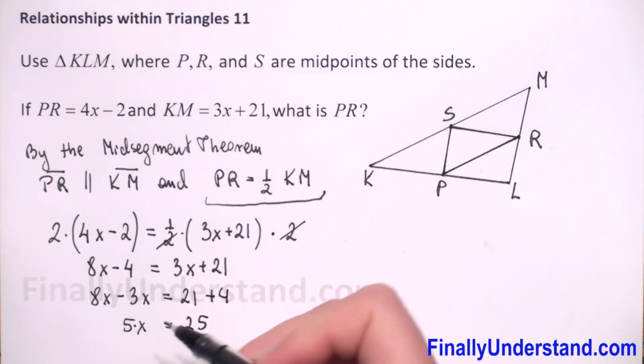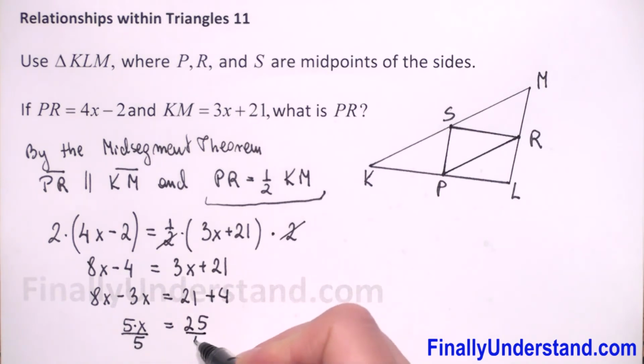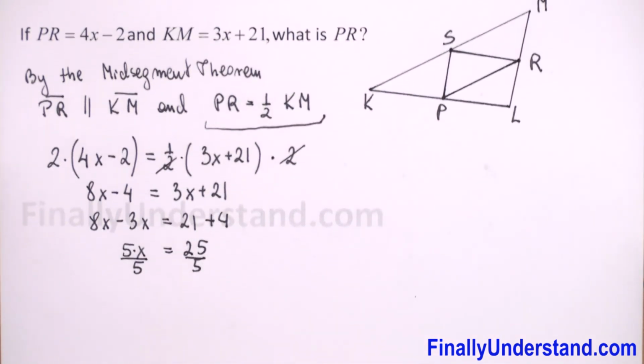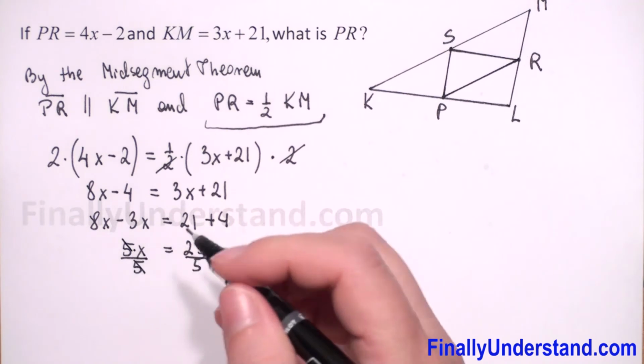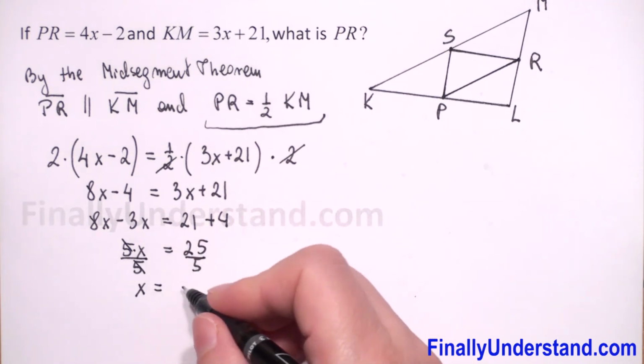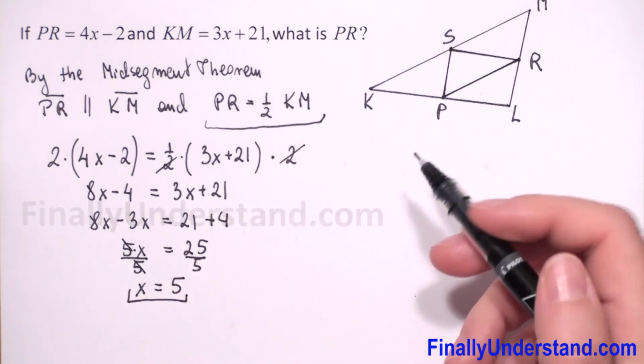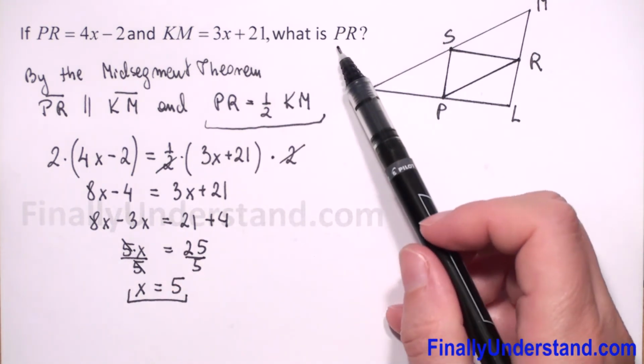We have multiplication, so I will divide now both sides by 5. And 5 and 5 we can reduce. We have that x is equal to 25 divided by 5, which is 5. If we have x, now we can calculate PR.